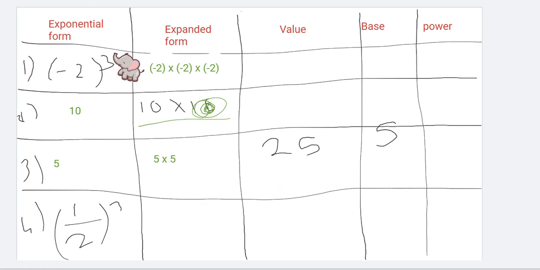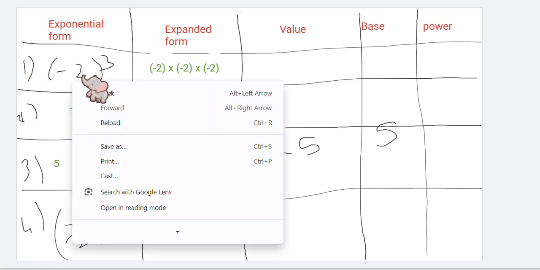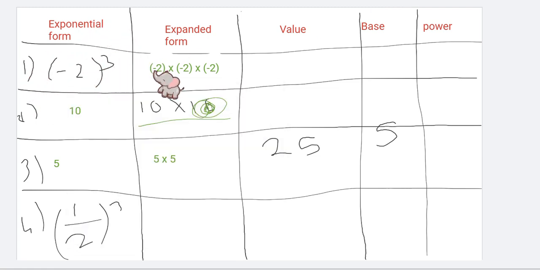Now if the power is an odd number and the base is negative, then the answer will always be negative. And if the base is negative and the power is an even number, then the value will always be positive. So in this situation the base is negative and the power is also odd, so the answer will be negative. So the answer over here will be -8.